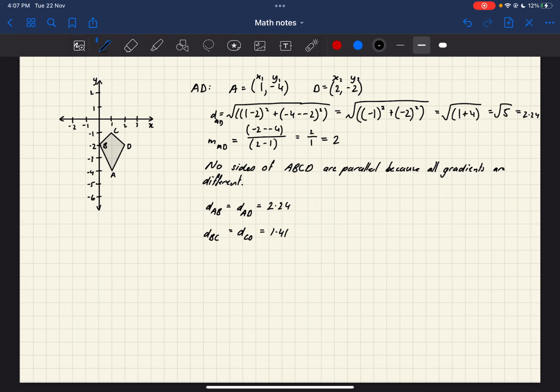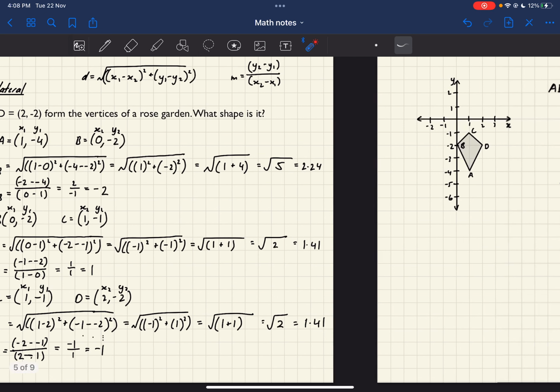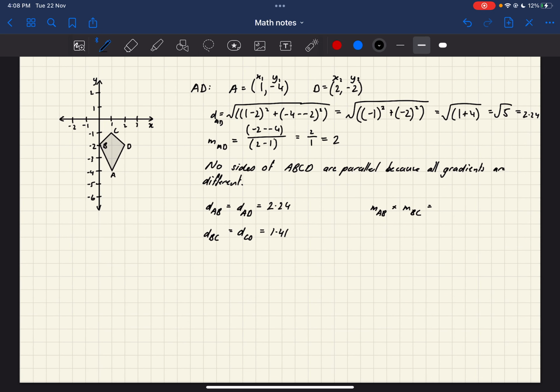The last thing we need to work out is if our angles are perpendicular or are right angles, or if our angles are the same as each other. So we've got to multiply all of our gradients. So the gradient of AB times the gradient of BC, let's find that out because we're trying to find out if this is a right angle. So the gradient of AB is minus 2 and the gradient of BC is 1. Minus 2 times 1, which equals minus 2. So that is not a right angle.